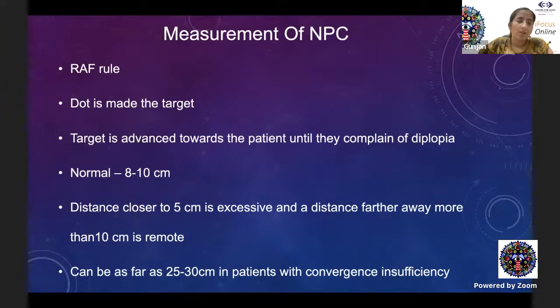A distance closer to 5 centimeters is considered to be excessive convergence, and a distance farther away, more than 10 centimeters, is considered to be remote. It can be as high as 25 to 30 centimeters in patients who have convergence insufficiency.